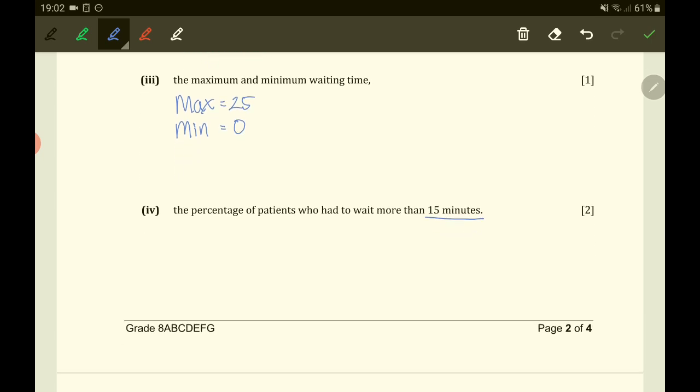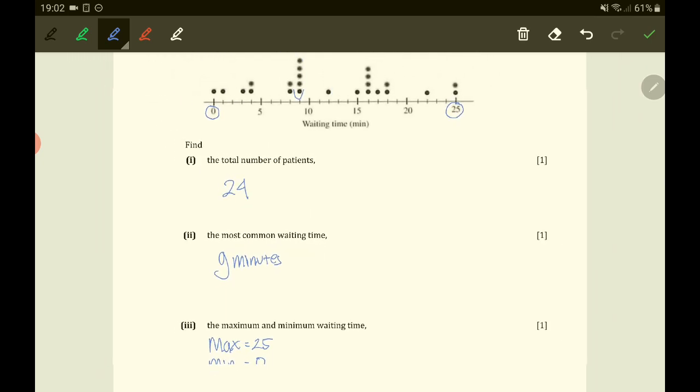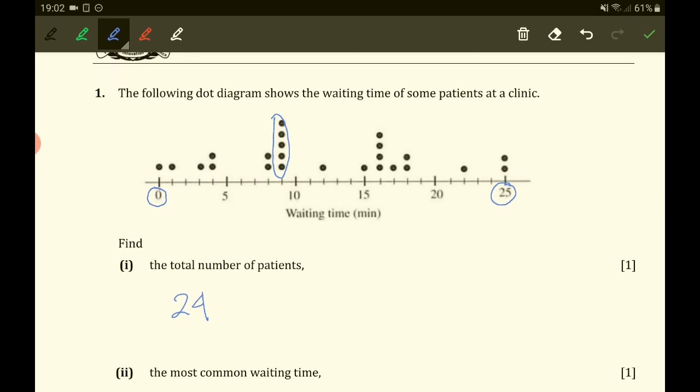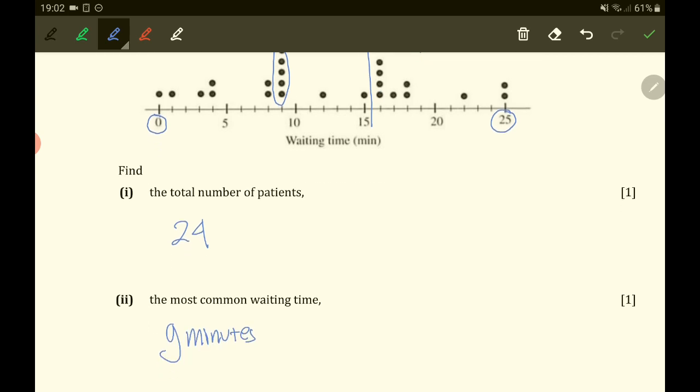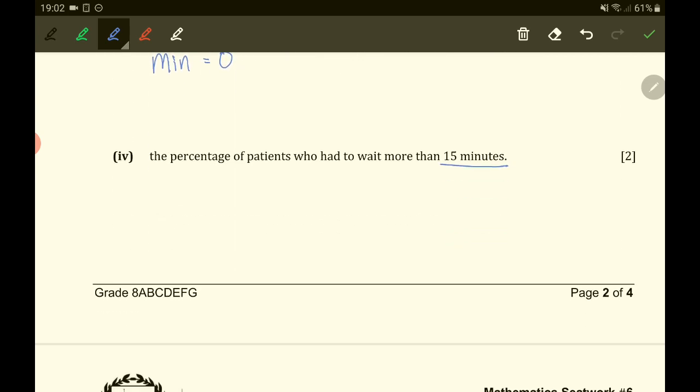Okay. And then the fourth one, the percentage of patients who had to wait more than 15 minutes. So more than 15 minutes, how many people, yeah? More than 15 minutes means the 15 minutes itself is not counted. So this is the boundary, yeah? So here, this is the number of patients that have waited more than 15 minutes. So how many people? 1, 2, 3, 4, 5, 6, 7, 8, 9, 10. So there are 10 patients that waited more than 15 minutes.